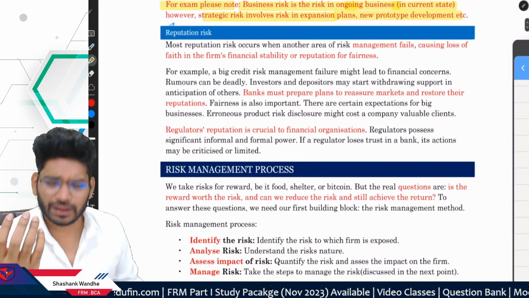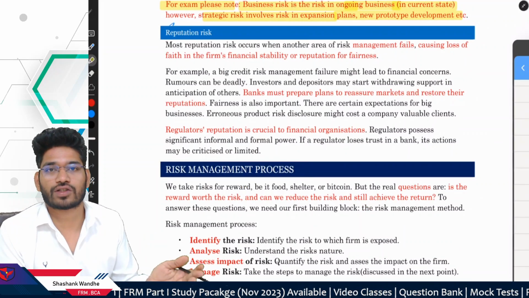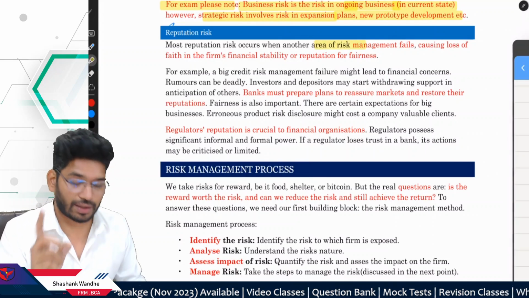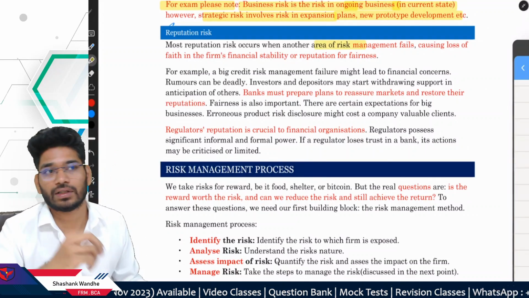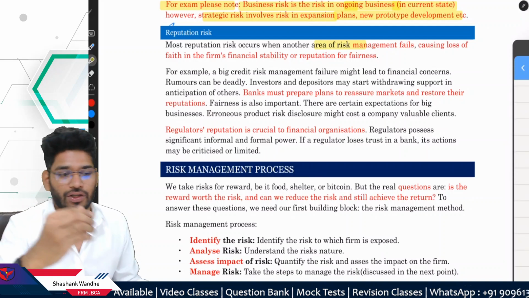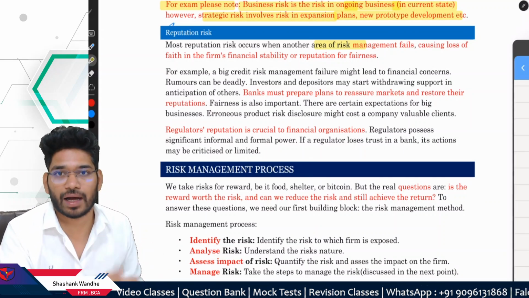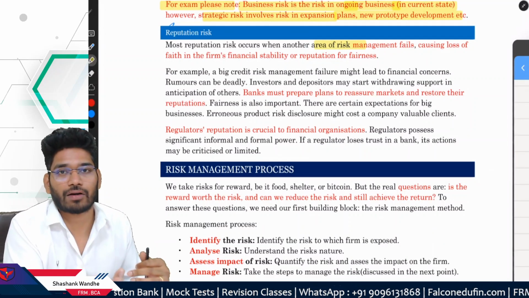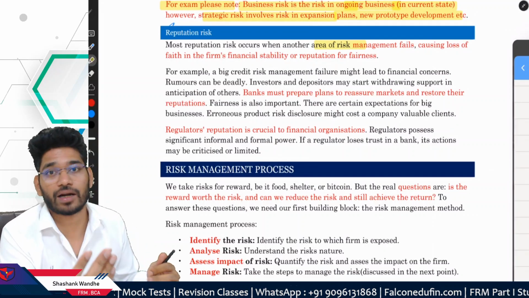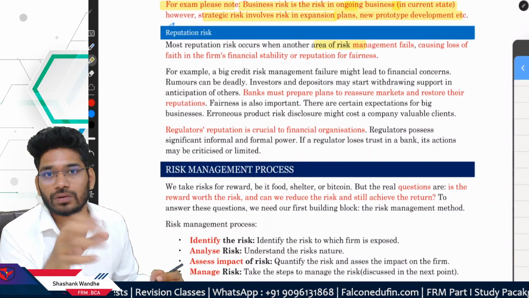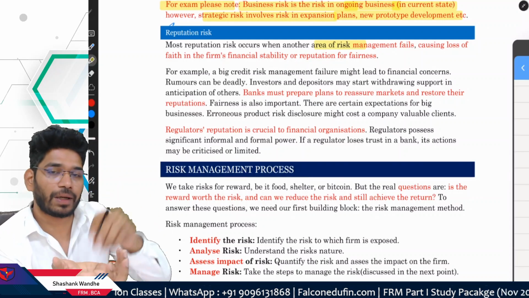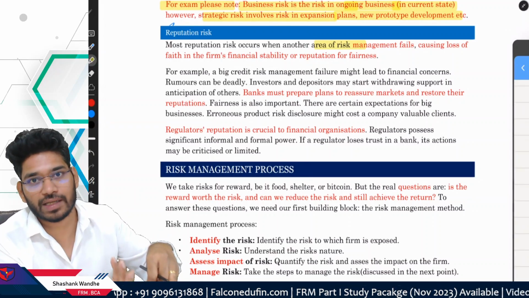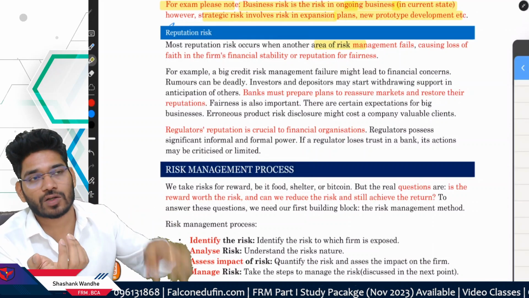Reputation risk. Reputation risk is just loss of reputation. Most reputation risk occurs when another risk is generated, so another risk manifests. Maybe there is a market risk, and your bank failed to manage its market risk. Now, from the client's or customer's perspective, your bank lost its reputation, because you can't manage funds properly, and that's how reputation risk originates. So reputation risk has a different source. The impact or outcome is reputation risk, but the source may be market risk, operational risk, or credit risk.